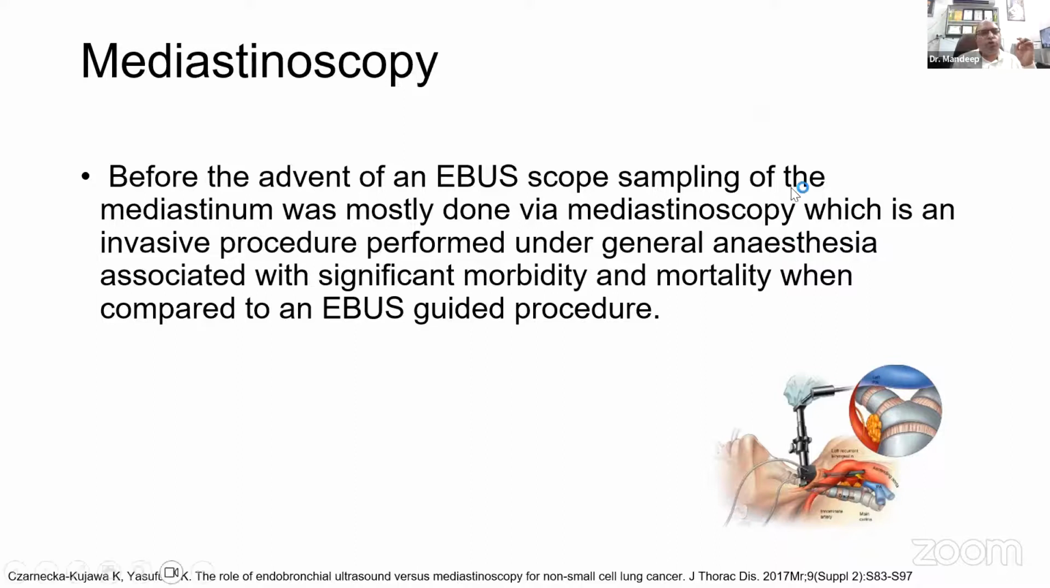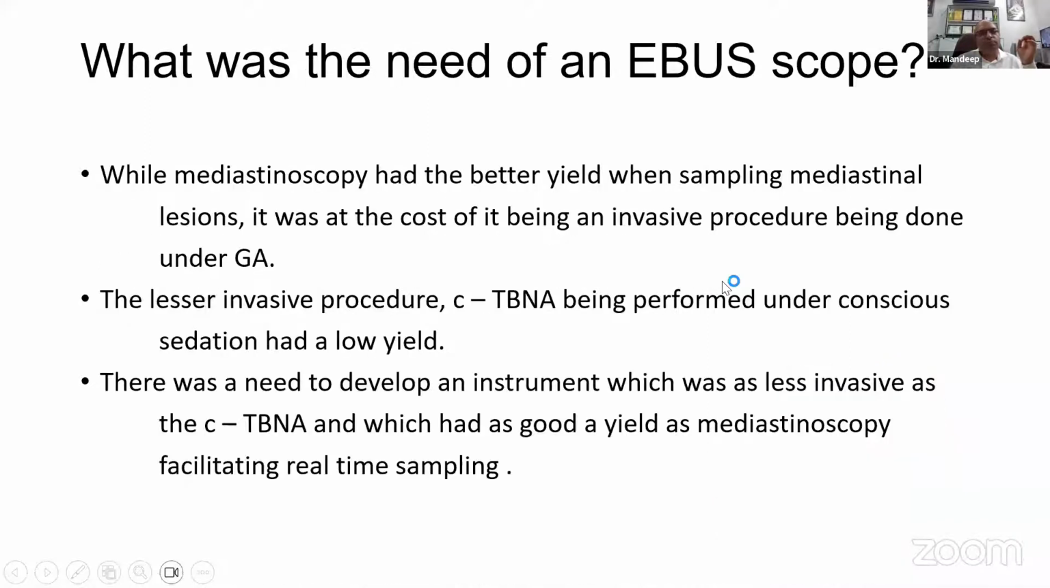Before the advent of the EBUS scope, sampling of the mediastinum was mostly done by mediastinoscopy, an invasive procedure performed under GA. So there was a need for the EBUS scope. While mediastinoscopy had the better yield when sampling mediastinal lesions, it was at the cost of it being an invasive procedure done under GA. The lesser invasive procedure, conventional TBNA, had a low yield.